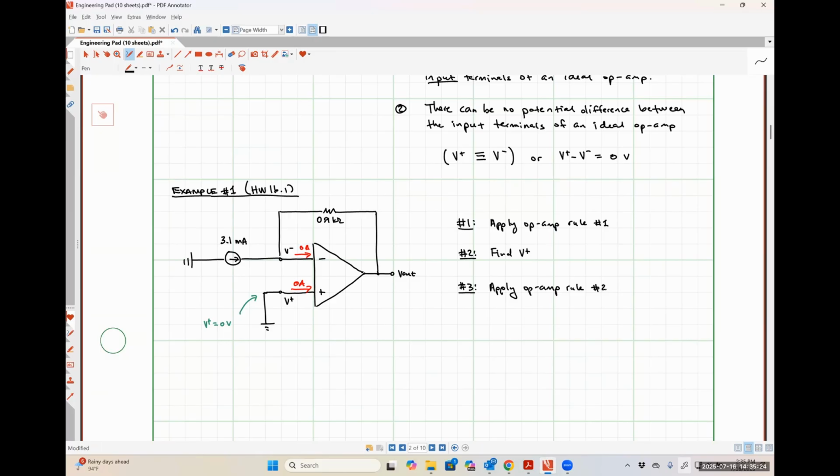So op amp rule number 2 told us that there can be no potential difference between the input terminals of an ideal op amp. So essentially what we're going to do is say that the voltage at this node, V minus, is also going to be 0 volts. Because if V plus is 0 volts, then V minus has to be 0 volts in order for op amp rule number 2 to be satisfied. Is everybody okay with that? Nobody's telling me they're not okay, so we'll move on from here.